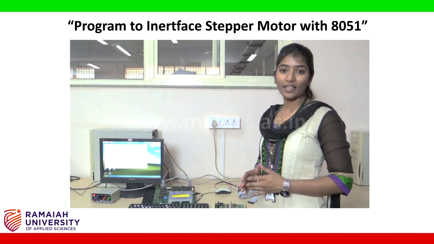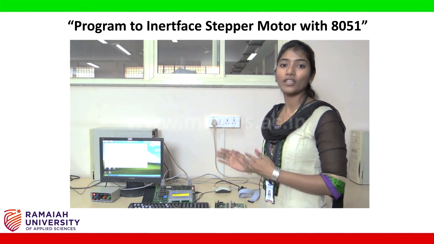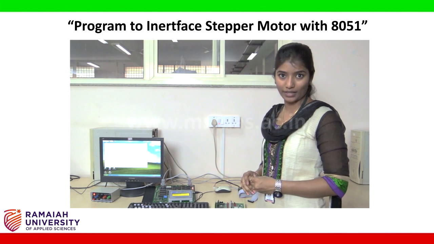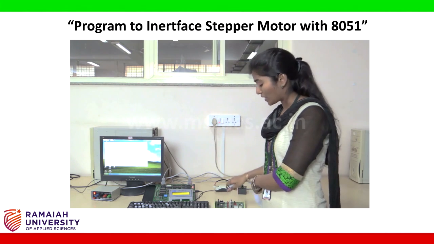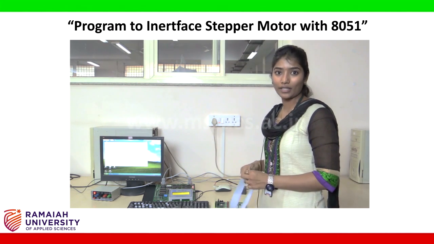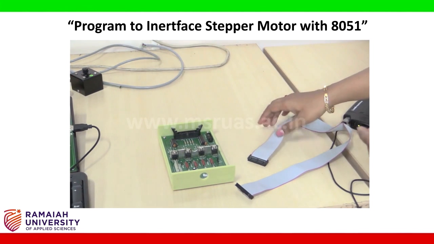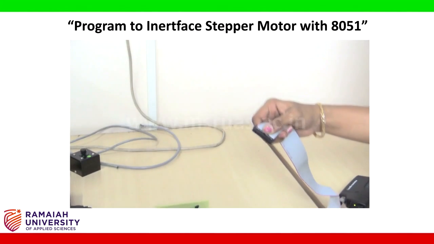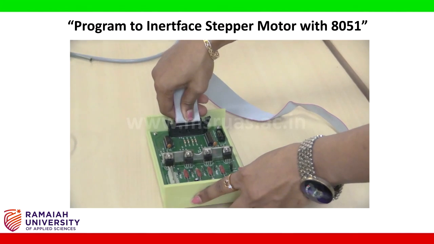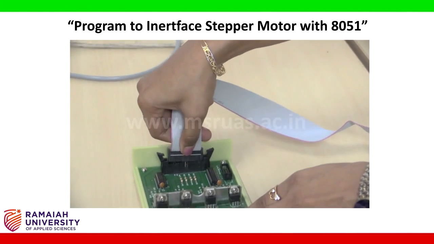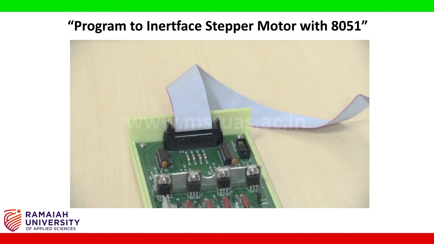After downloading the hex file from the computer into your kit, now we should connect the stepper motor with 8051 microcontroller kit. For that, first let us connect this FRC cable from stepper motor kit to your microcontroller kit. So now we are going to connect a stepper motor with the 8051 kit. For that, this FRC cable should be connected to the stepper motor kit in such a way that this notch should be placed in the slot provided here so that it will be locked.